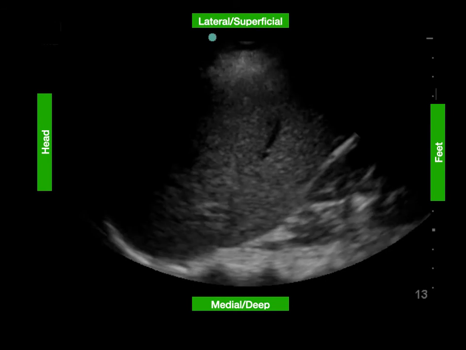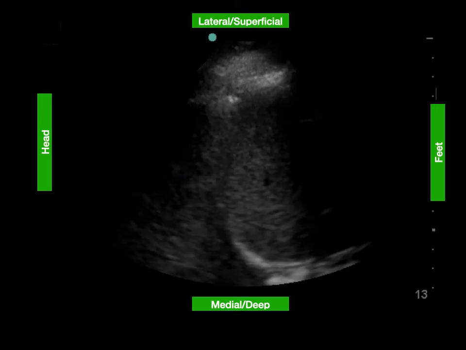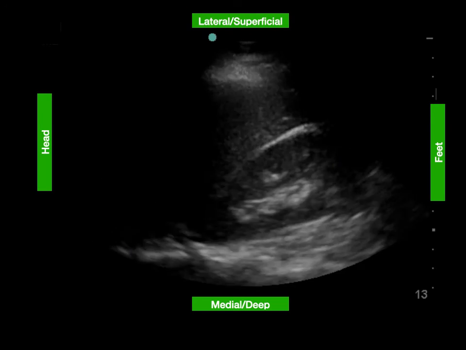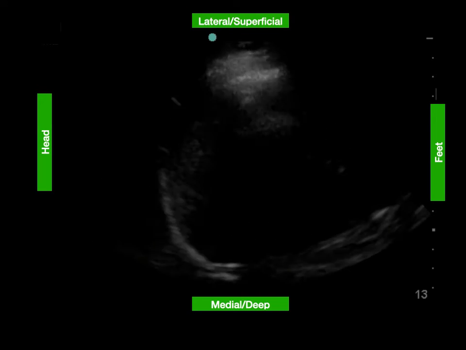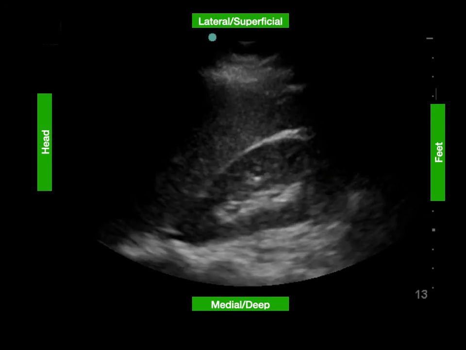For orientation, remember that your probe footprint is being placed laterally on the body. Thus, the top of the screen is lateral or superficial, and the bottom of the screen is medial or deep in the body. The probe marker is towards the patient's head, so the left side of the screen is cephalad and the right side of the screen is caudad.